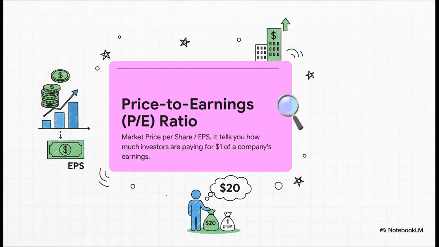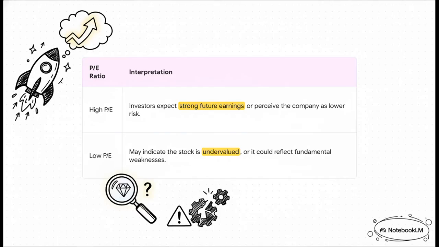So how does it work? It's actually pretty simple. The PE ratio is just the stock's market price divided by its earnings per share, and earnings per share is just the company's total profit divided by all its shares. So, in plain English, the PE ratio tells you exactly how much investors are willing to pay for one single dollar of a company's profit. So if a stock has a PE of 20, it means investors are forking over $20 for every $1 of earnings. So does that mean a high PE is good and a low PE is a bargain?